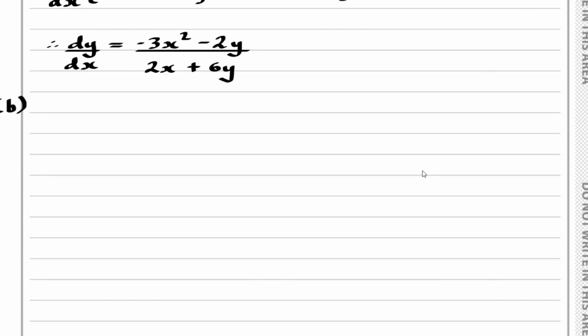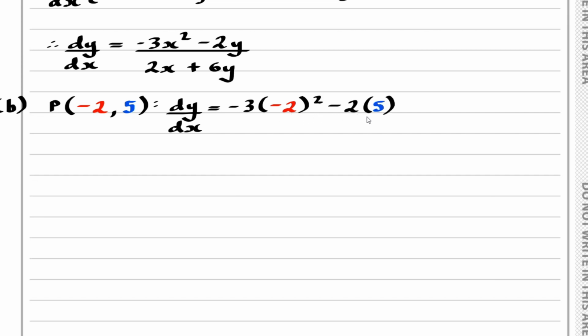For part B, we have this point P with coordinates negative 2, 5. With this we can find the gradient of the tangent by substituting the x coordinate of negative 2 and the y coordinate of 5 into dy over dx. So dy over dx is equal to negative 3 multiplied by negative 2 squared subtract 2 multiplied by 5 over 2 multiplied by the negative 2 plus 6 multiplied by the 5. If we work this out, we get negative 11 over 13, which is the gradient of the tangent.